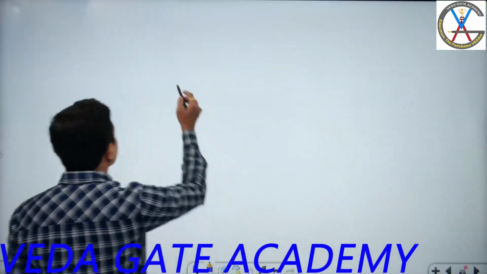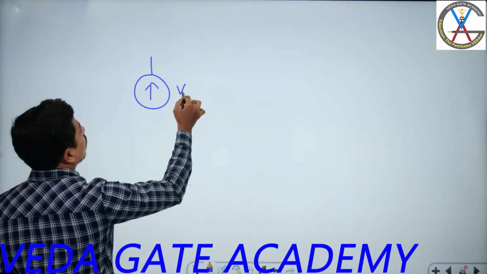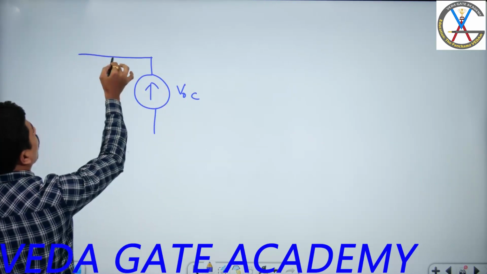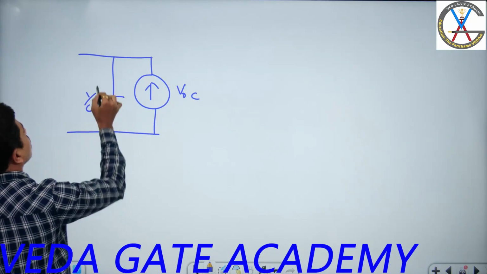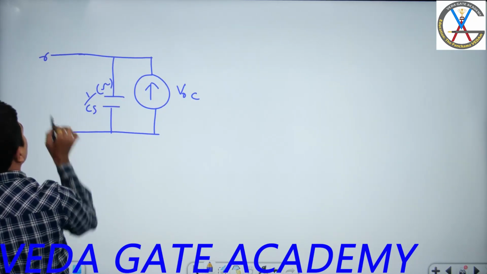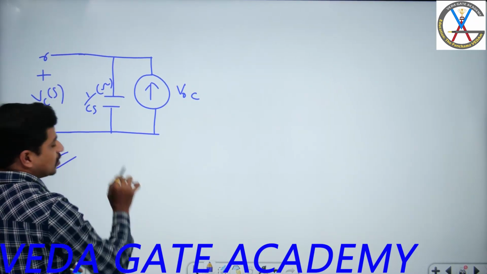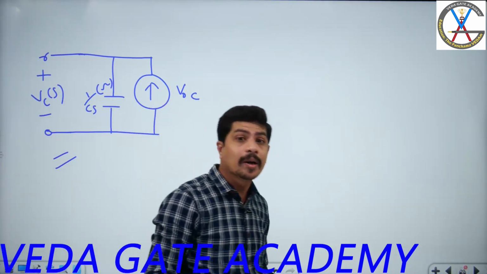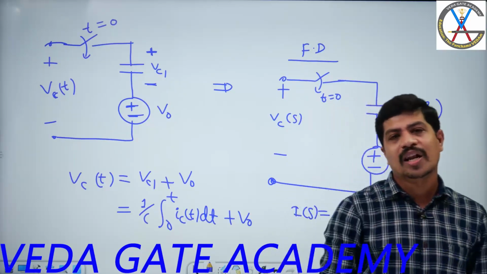Let me represent here. That is the current source, V naught into C, in parallel with 1 by Cs. Units are ohms. This is plus minus Vc of S. So this is how we represent a capacitor in S domain with initial conditions.